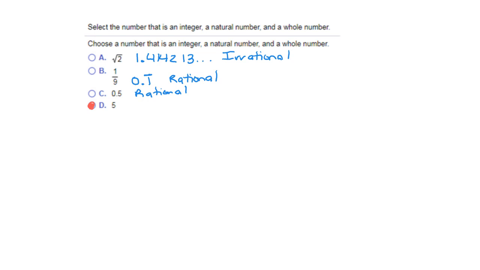So the number 5 is a natural number. Remember, we start with the number 1, 2, 3, ... So it's included in the natural numbers. And if it's a natural number, it is also included as a whole number. And if it is a whole number, it is also included in the integers. So the number 5 would be your answer.